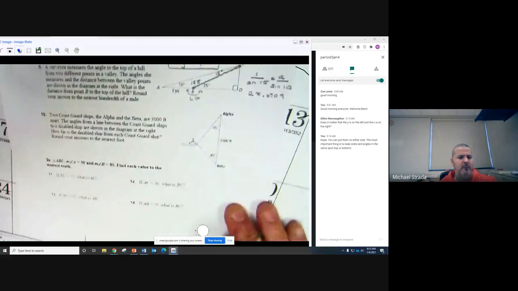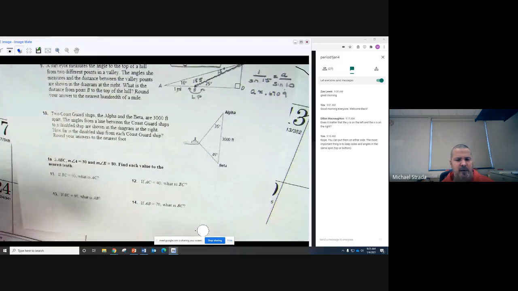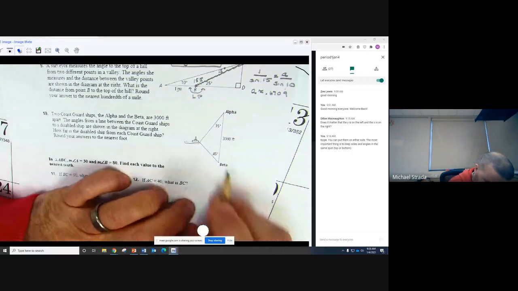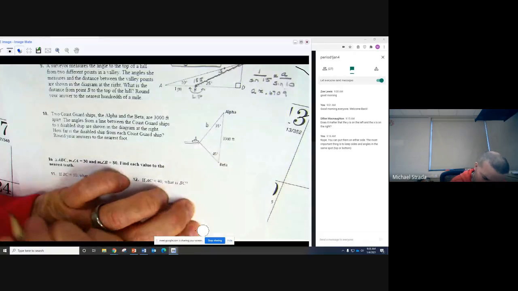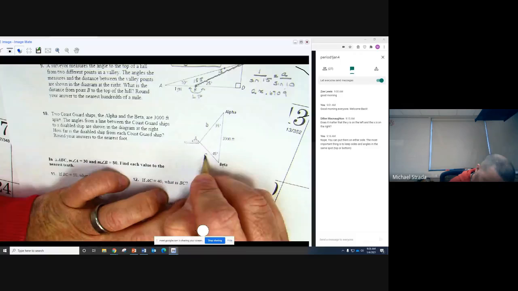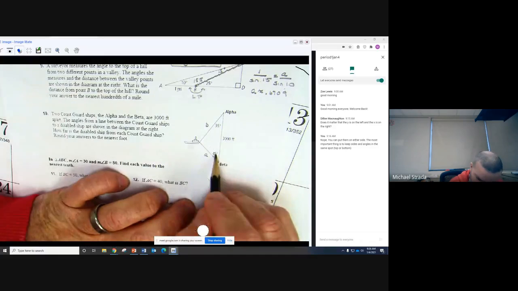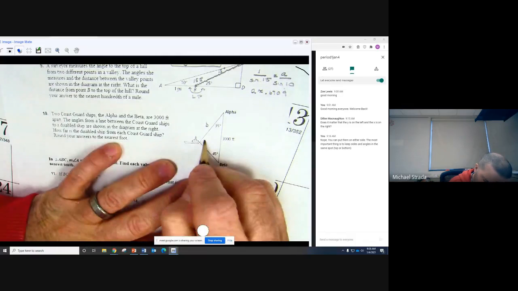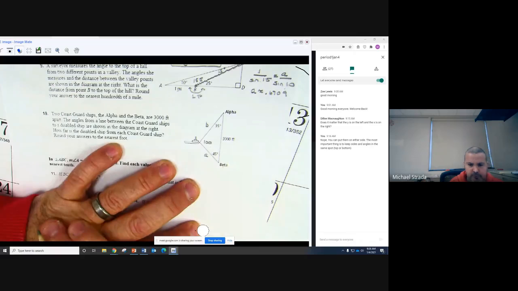The other word problem: two Coast Guard ships, the Alpha and the Beta, are 3,000 feet apart. The angles formed from a line between the Coast Guard ships to a disabled ship are shown in the diagram at the right. How far is the disabled ship from each Coast Guard ship? Round your answers to the nearest foot. Well, that's the ship Beta, so I'm going to call that B. That's the ship Alpha, so I'm going to call that A. 45 and 35 is 80. Subtract 80 from 180 and I get 100.